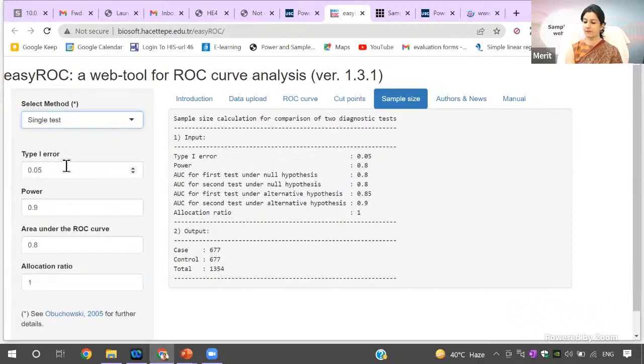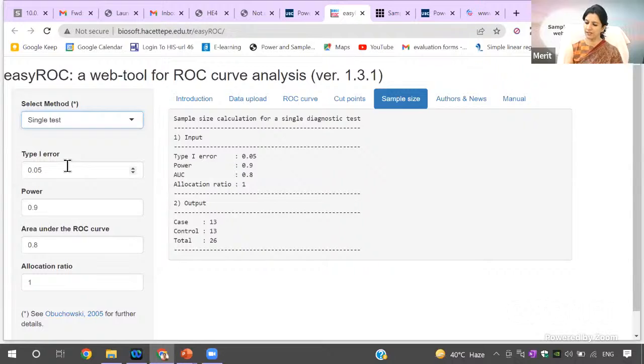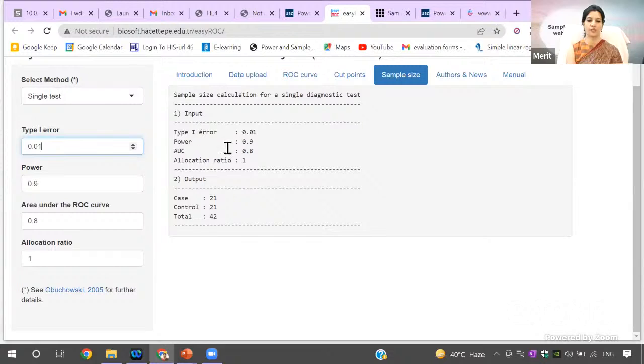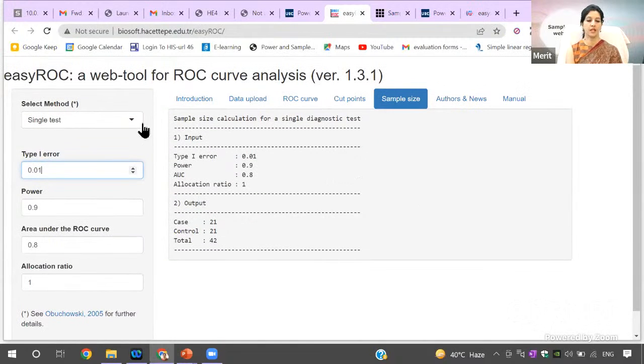For type 1 error, I think I have fixed it as 1%. You can fix it as 5% or 1% depending on your need. But in this case, since it is written in the input as 1%, I'm taking it as 1%. And then power is 90% and area under the curve is 0.8. So if you see the calculation of the sample size, the total sample size will be 42. Now, coming to another example.